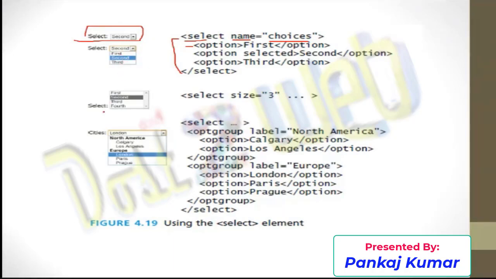If you give another attribute in that, size equal to 3, that means it will display up to 0, 1, 2, 3, total 4 elements. It will display first, second, third, and fourth, and then you will be able to see the next one as I mentioned.